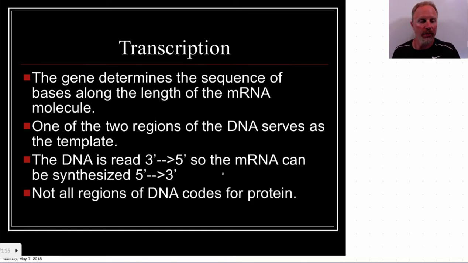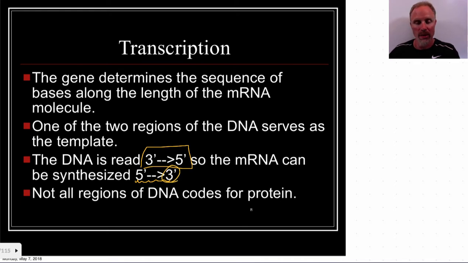Okay, so with transcription, what we have is the gene. The sequence of the bases is going to determine what the messenger RNA molecule looks like. And on the DNA, one strand serves as the template. That's the part that's going to get copied. The DNA, of course, is read from 3' to 5', so that we can synthesize it from 5' to 3', like we've been talking about.